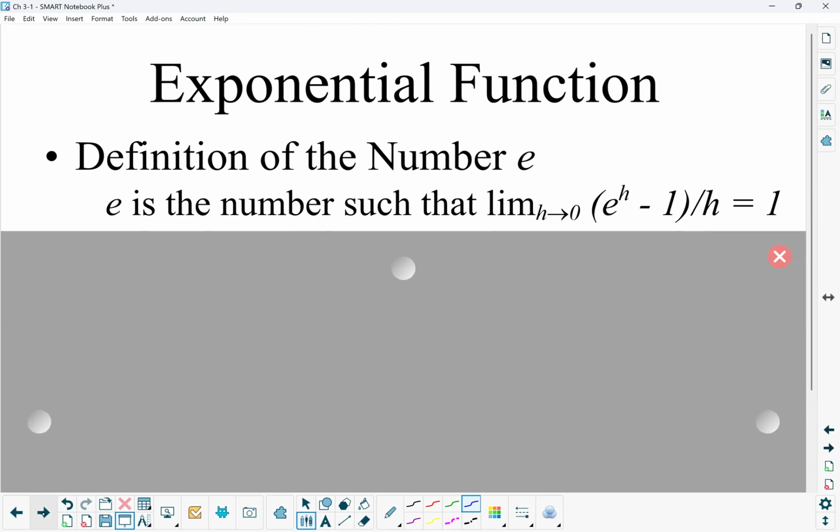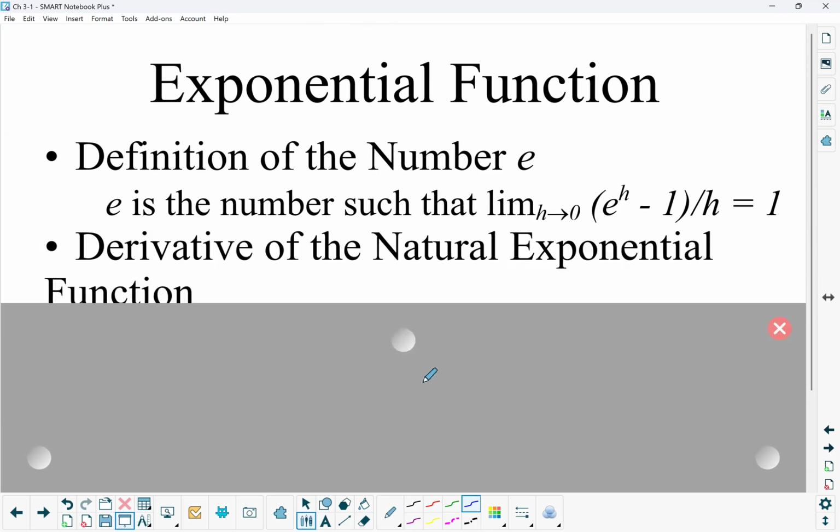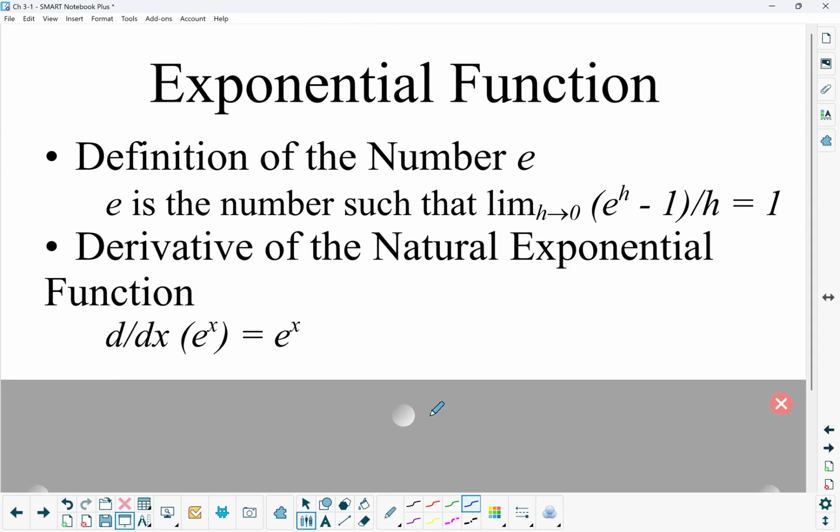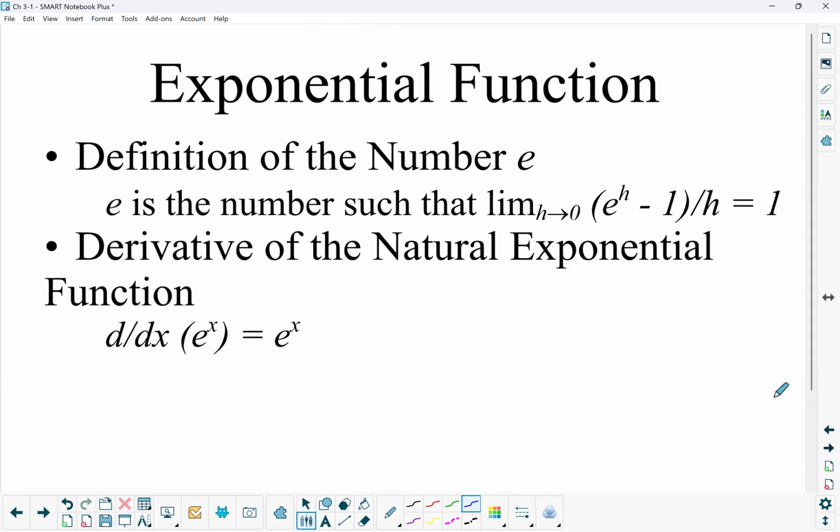The last function we're going to talk about today, the exponential function. The definition of the number e, one of our great irrational numbers in mathematics. E is a number such that the limit as h approaches 0 of e to the h minus 1, all divided by h, is equal to 1. What does that mean for us? Well, that means that the derivative of e to the x is e to the x. One of the easiest derivatives in all of mathematics.